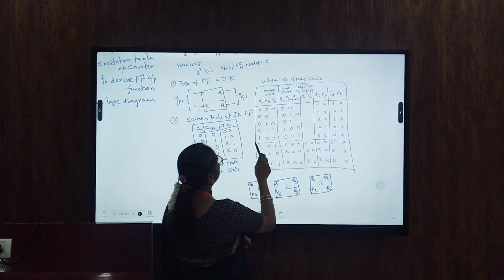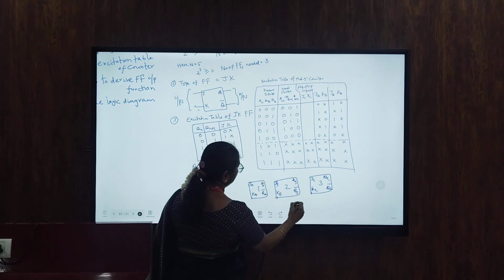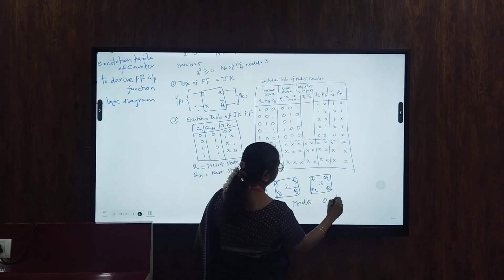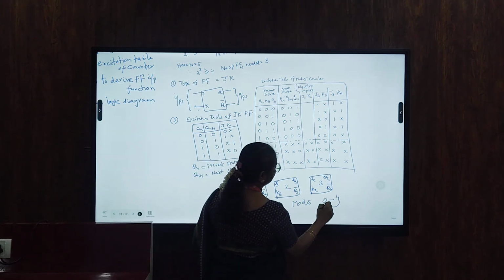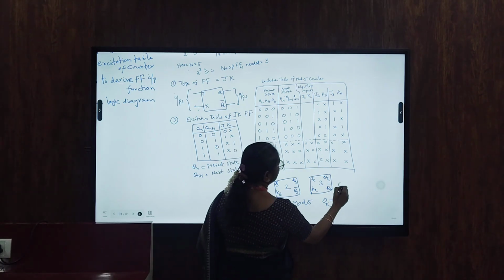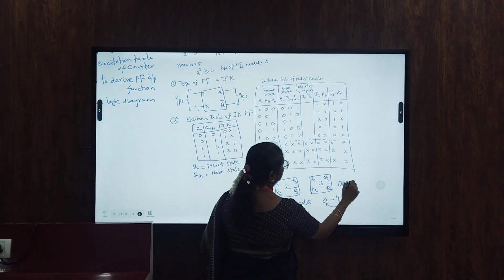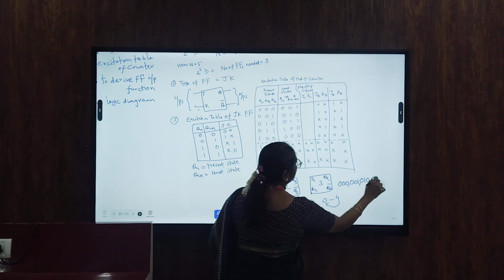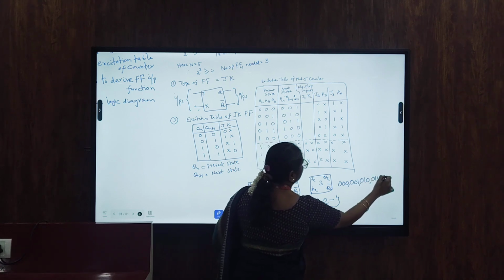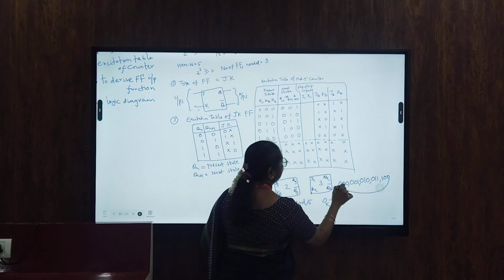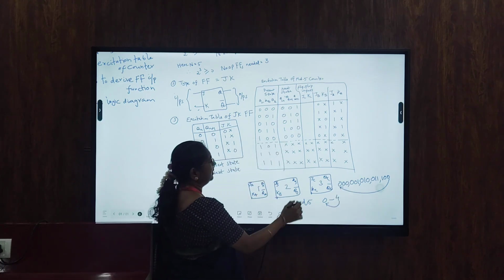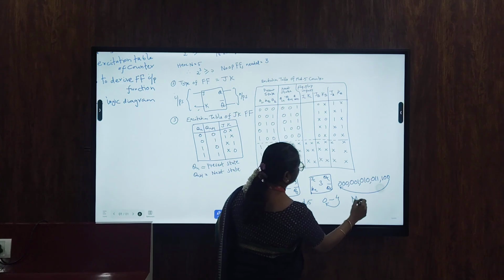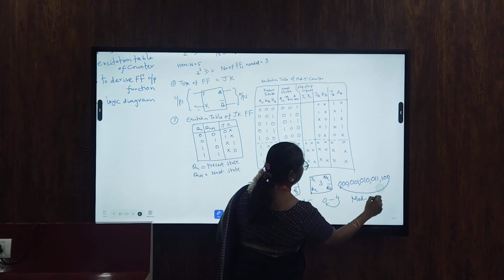So here it is a mod 5 counter. It counts from 0 to 4 and after that it resets to 0. So the count sequence is 0 0 0, 0 0 1, 0 1 0, 0 1 1, then 1 0 0, and after that the counter should reset to 0 0 0. So this is the sequence. The mod 5 count sequence should be like this.